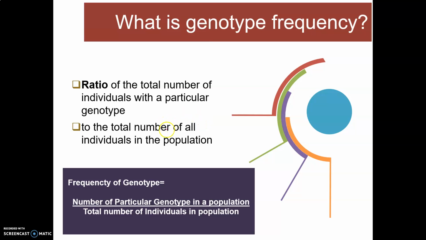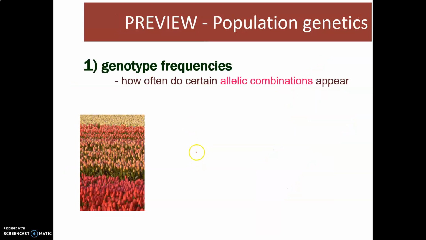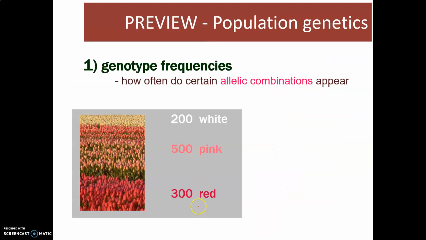This one is the formula for you to calculate the frequency of a genotype. For you to calculate the genotype, awak kena tahu the number of particular genotype in a population bahagi dengan the total number of individual in the population. Simple saja. If let's say we have 300 individual that is red, means dia adalah homozygous dominant. This one 500 untuk heterozygous and 200 is white.